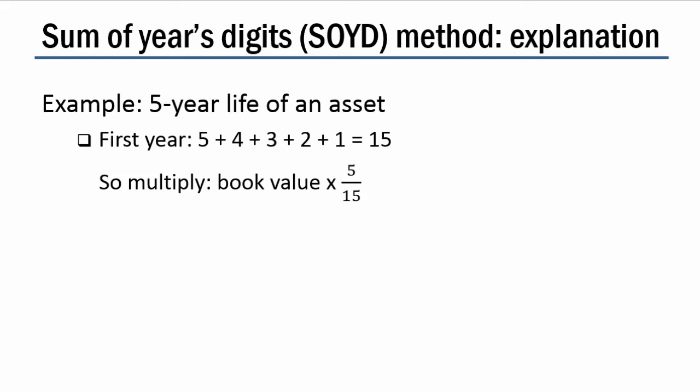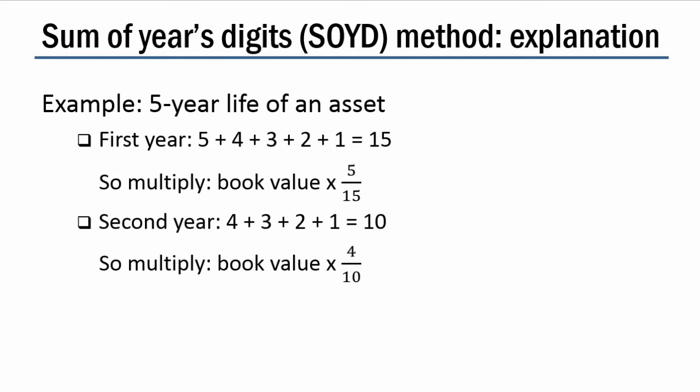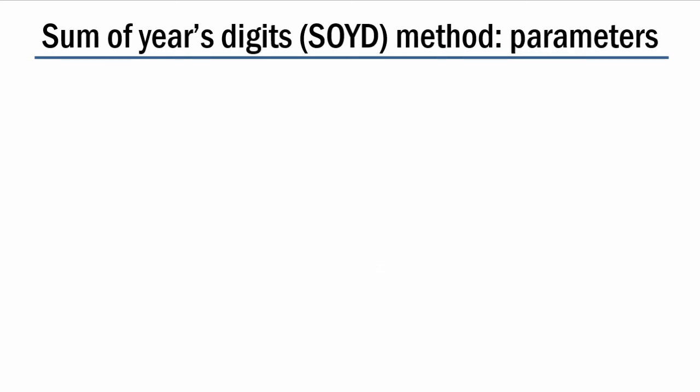Now, when the second year comes along, we add the remaining year's digits. 4 plus 3 plus 2 plus 1. And then we take that 4 and divide by 10. And of course, you could reduce the first one is 1/3, and the second one here, instead of 4/10, obviously is 2/5, but you get the general idea, and so it goes. So the parameters are pretty similar to what you've seen already. We have our cost, we have the salvage value, we have life, and then we have the period.